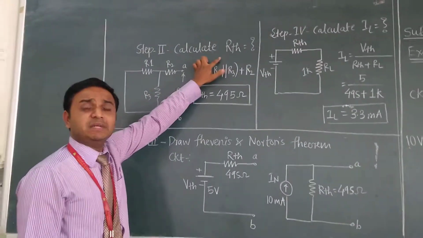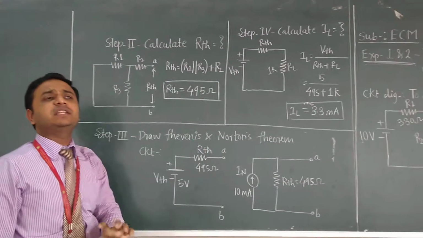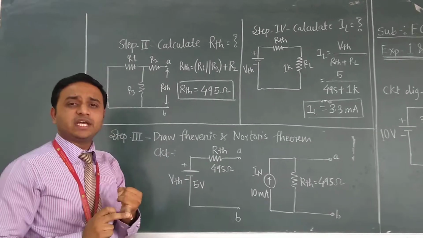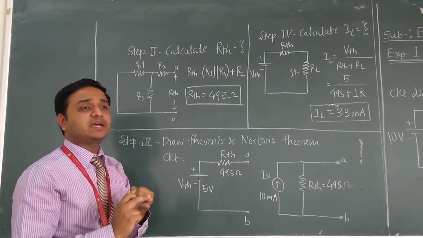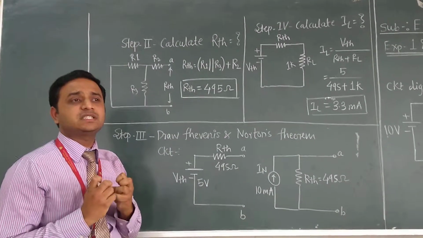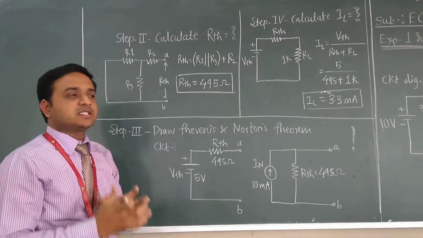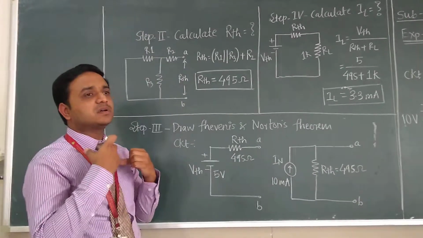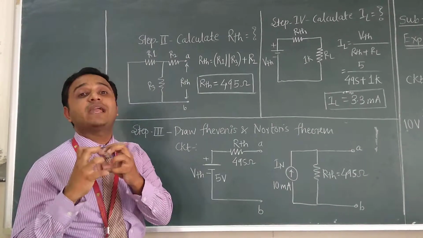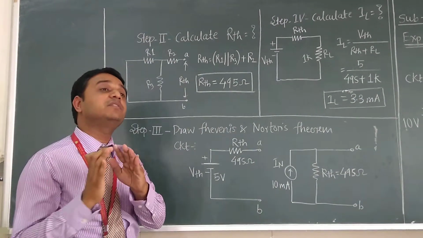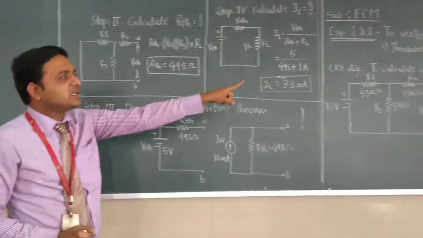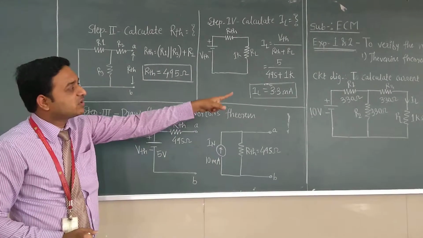What is meant by RTH? RTH is again Thevenin's equivalent resistance. As we already discussed Thevenin's equivalent voltage, what exactly is the meaning of this? It is the equivalent. Suppose in my circuit a number of voltage sources are there, so we have to calculate the equivalent of it, and this is called Thevenin's equivalent voltage. In our case only one voltage source is connected, that's why we are calculating the VTH.